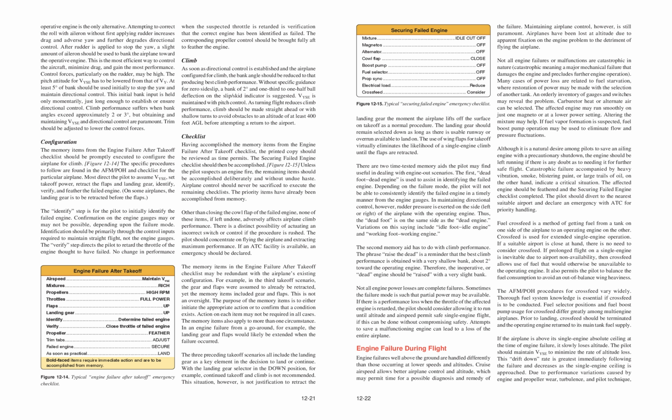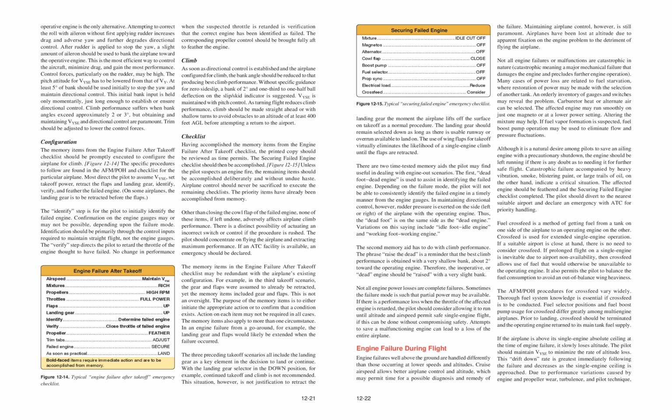Checklist: having accomplished the memory items from the engine failure after takeoff checklist, the printed copy should be reviewed as time permits. The securing failed engine checklist should then be accomplished. Figure 12-15. Unless the pilot suspects an engine fire, the remaining items should be accomplished deliberately and without undue haste. Airplane control should never be sacrificed to execute the remaining checklists. The priority items have already been accomplished from memory.